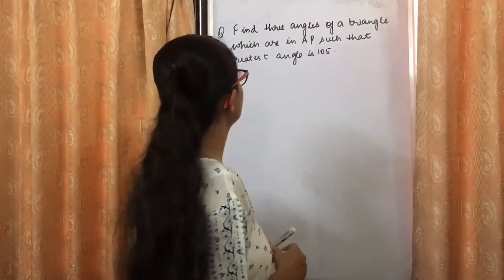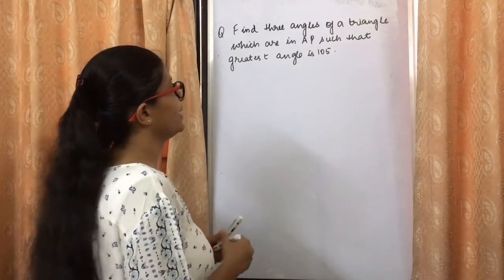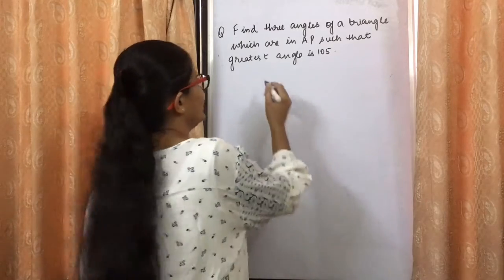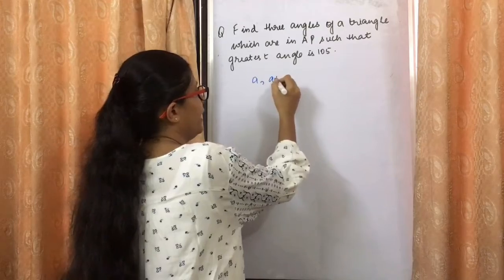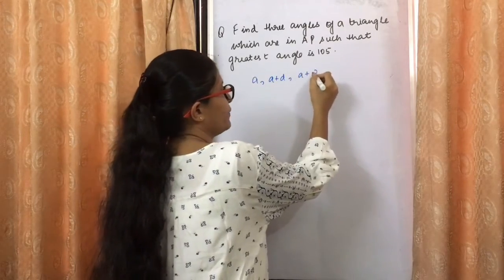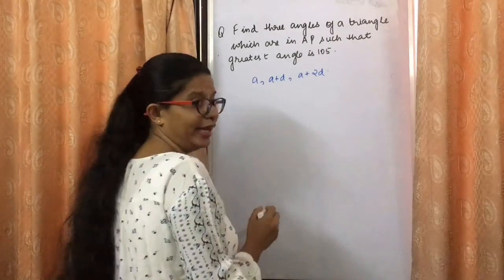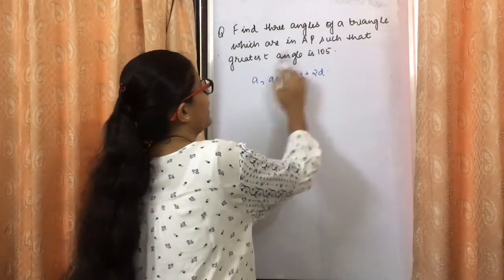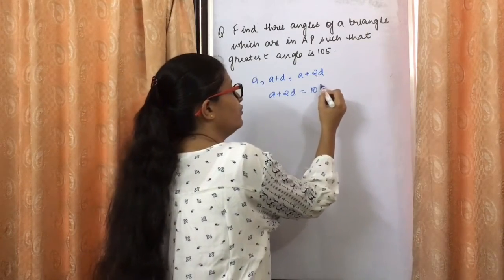Now let's have a look at this question. Find 3 angles of a triangle which are in AP such that the greatest angle is 105. So let us first assume which angles are in AP. It can be a, a plus d and a plus 2d. And the largest angle is nothing but a plus 2d, and it is given in the question that the greatest angle is 105. Can we say a plus 2d is nothing but 105?